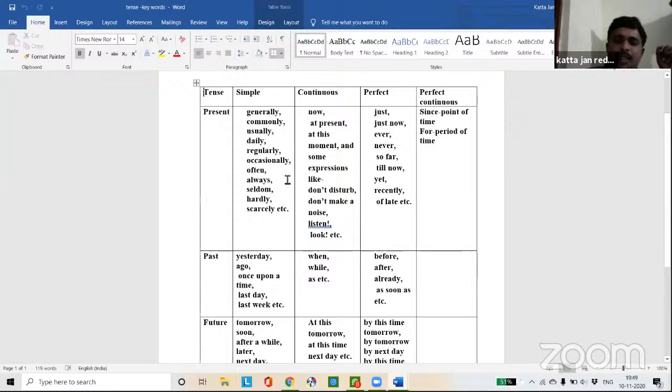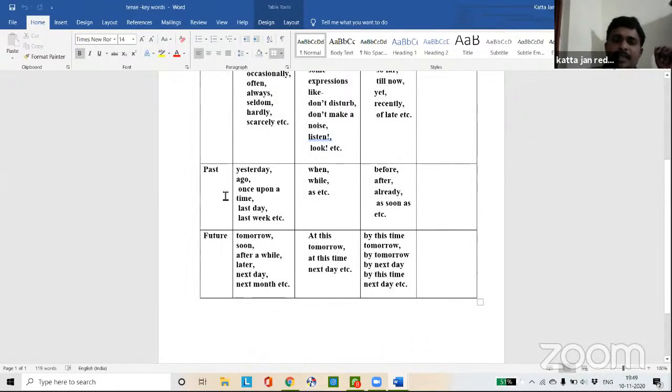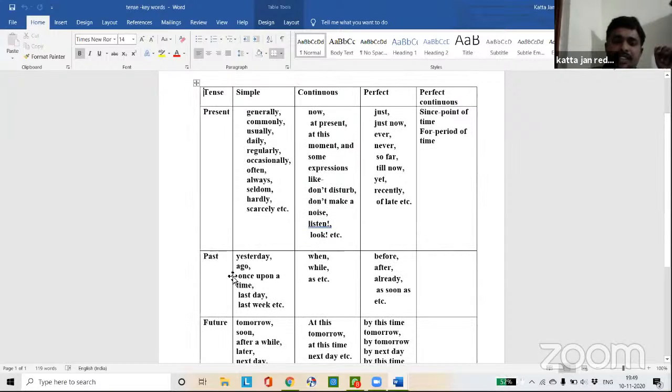So for present simple, the keywords are these. Of course, most of them are adverbs, and some of them are expressions like listen, look, don't make an eyes. These are expressions. Then present continuous keywords, present perfect keywords, present perfect continuous keywords: since, for. Simple past keywords: yesterday, ago, once upon a time, last day, last week, last month, like that. Past continuous: when, while, as. Past perfect: before, after, already, as soon as.